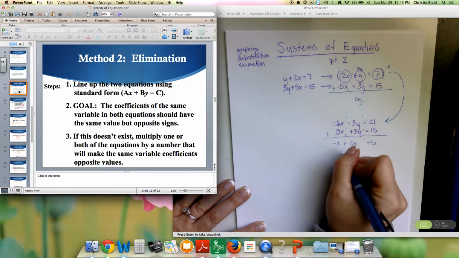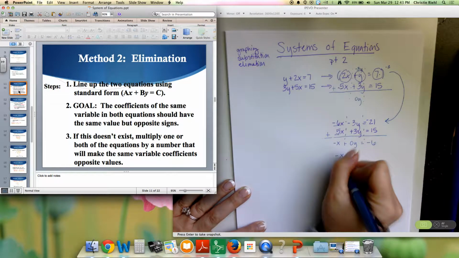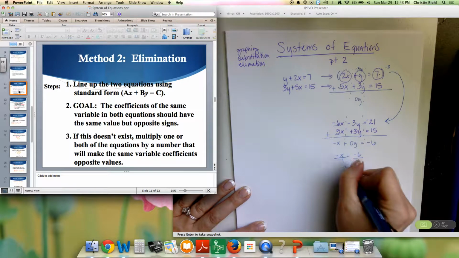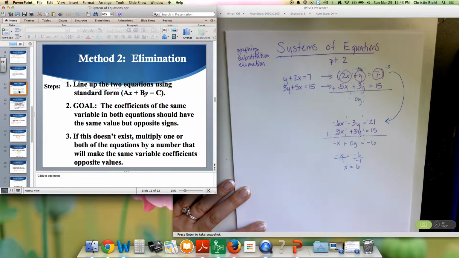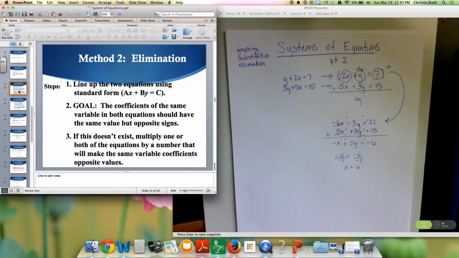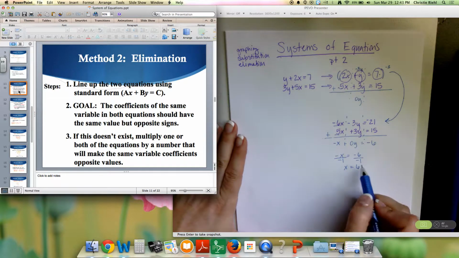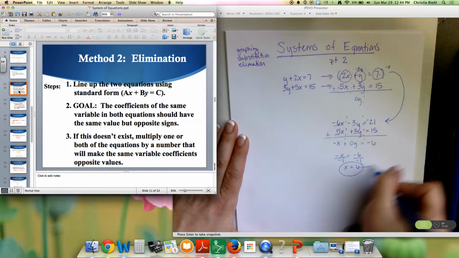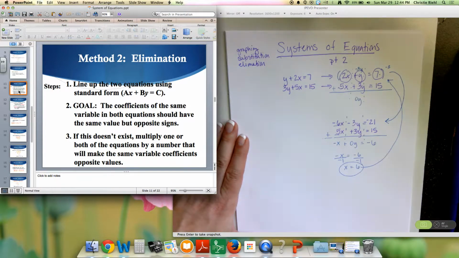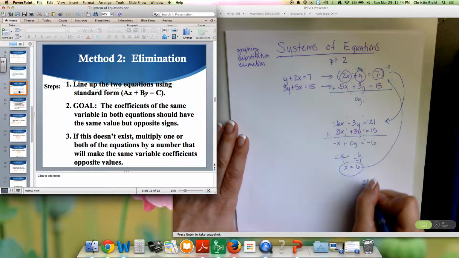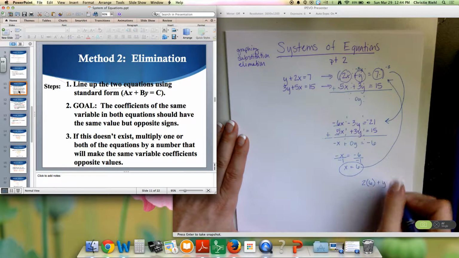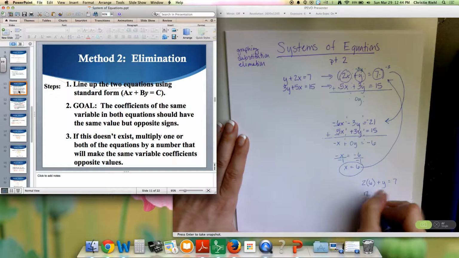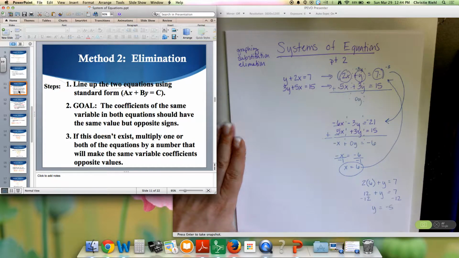You can simplify this a little bit further. Negative x is equal to negative 6. Divide by that negative 1. So my variable is positive, so x is going to be equal to 6. Now I can take this and do exactly like my second step for the substitution, and I'm just going to substitute this back up into my original problem. 2 times 6 plus y equals 7. 12 plus y equals 7. Subtract 12 from both sides, and y equals -5.